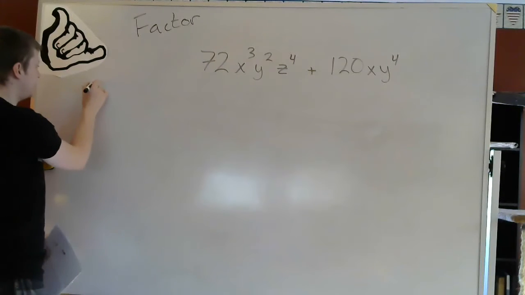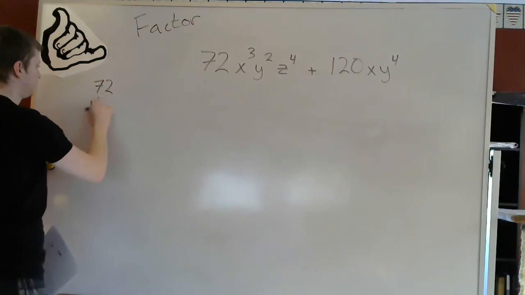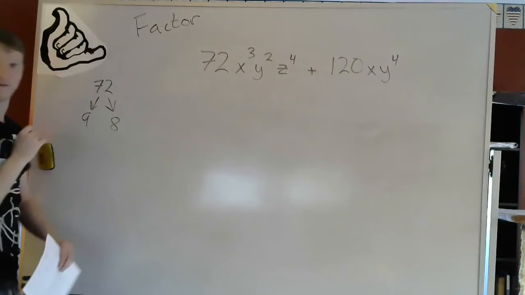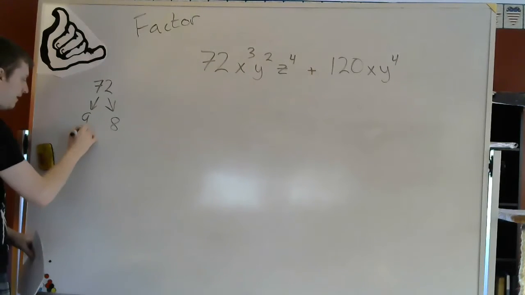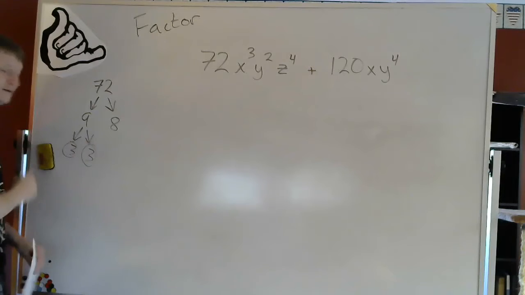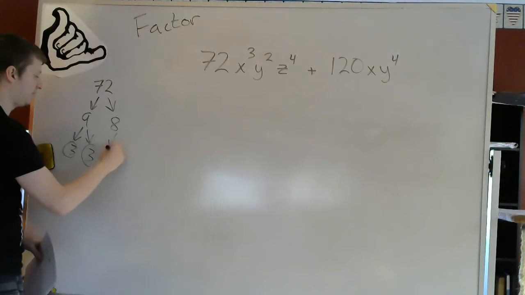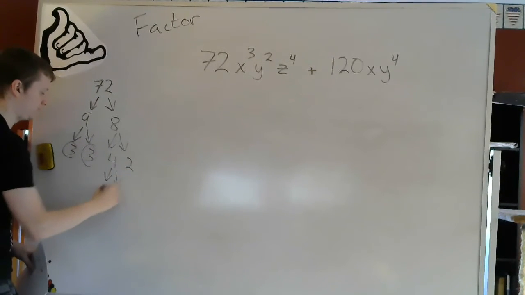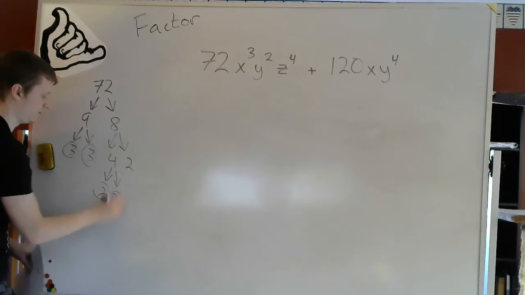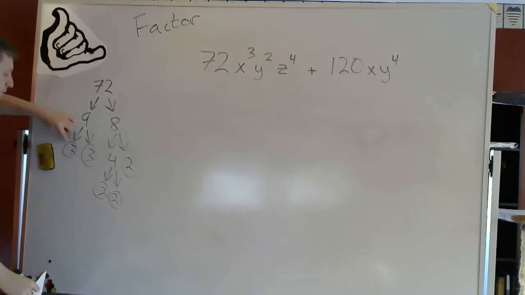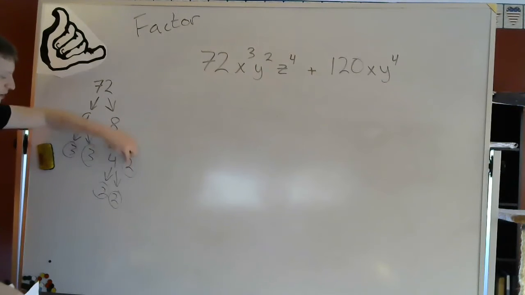So 72 happens to be 9 times 8. I know that much. That's good. 9 is 3 times 3, and that's as far as I can take that side. 8 is 4 times 2, and 4 is 2 times 2. So these are our ending results here. 72 is 3 times 3 times 2 times 2 times 2.